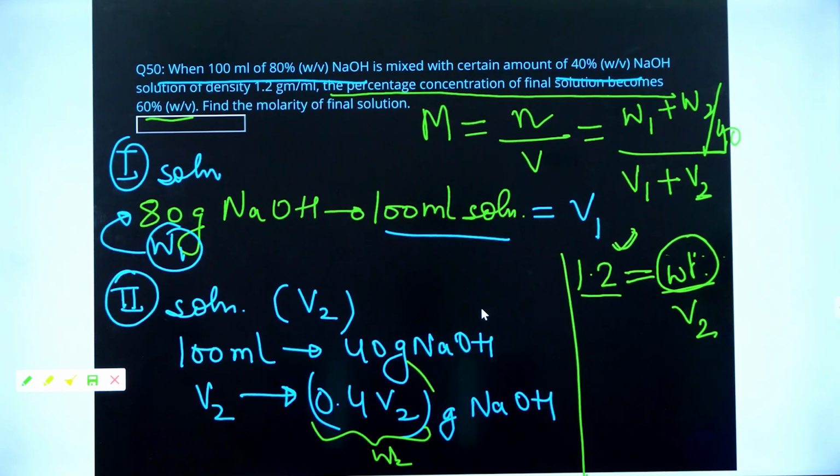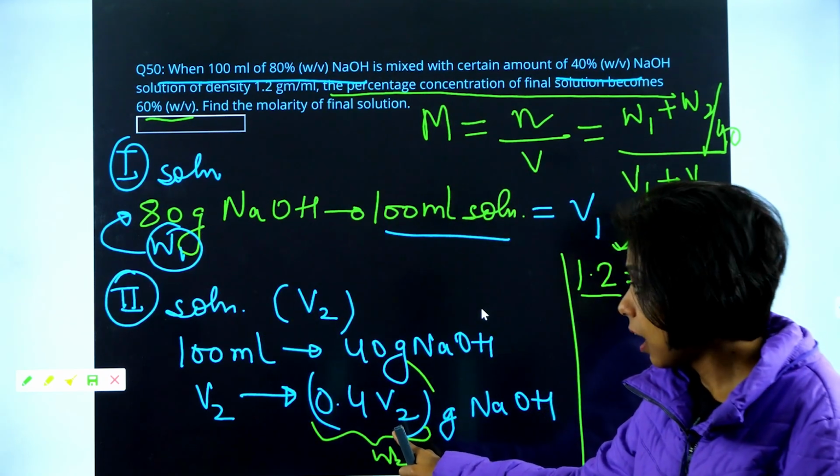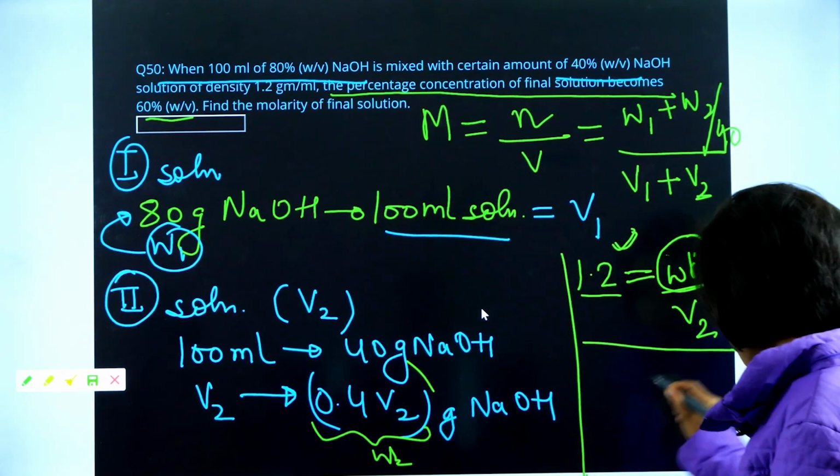60% W by V, I will use that. The mass from both and the volume from both, right? So the mass from both, 80 plus this, upon the volume. So I will use that statement.